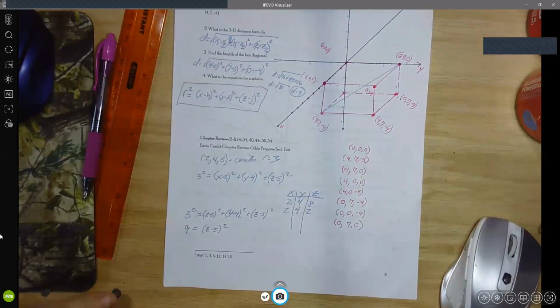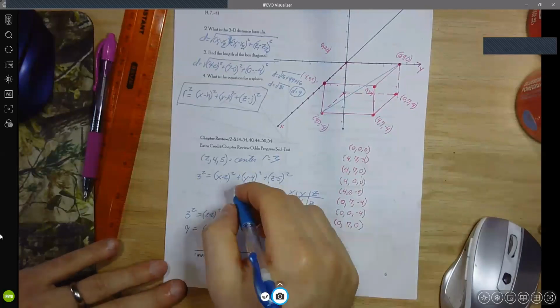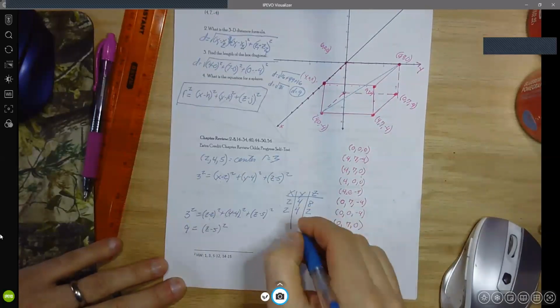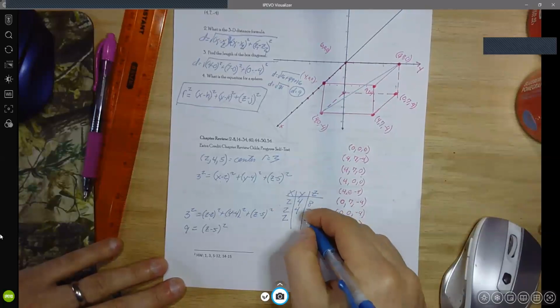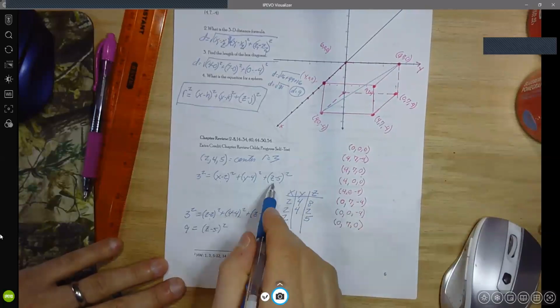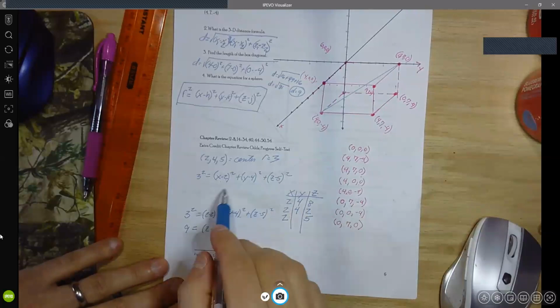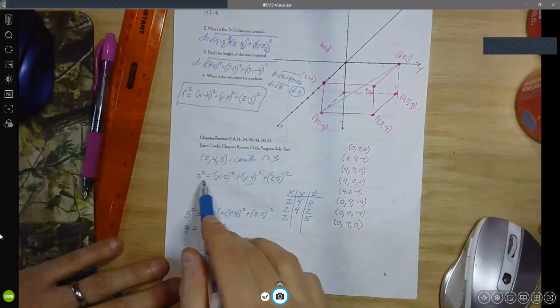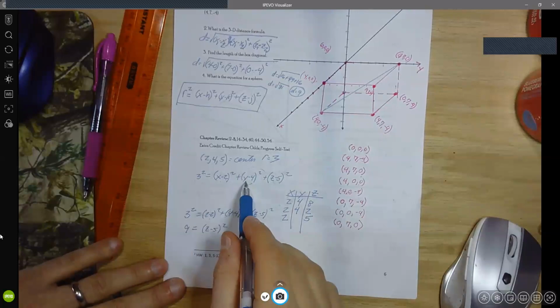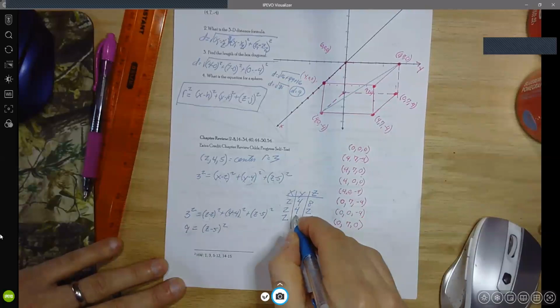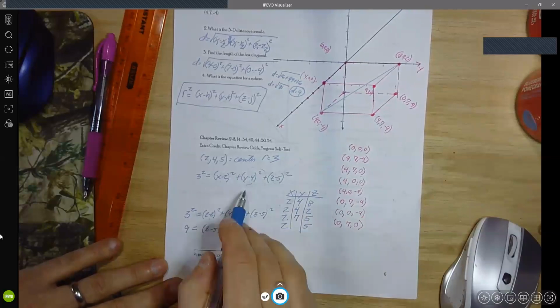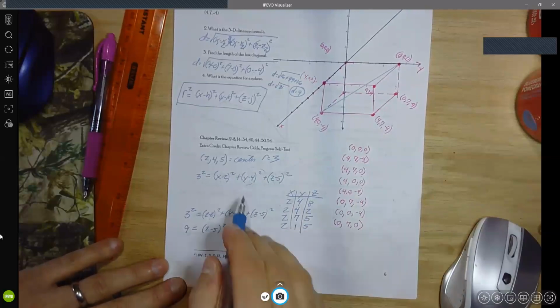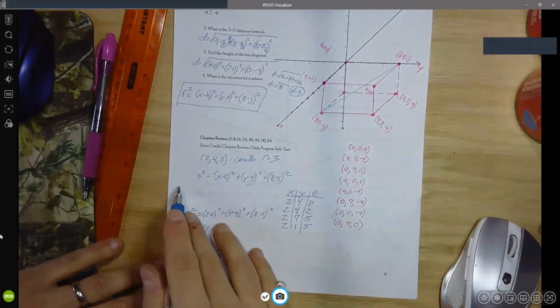Then I can use the same strategy to find more. So I could keep 2 in for x. Now I can put a 5 in for z, right? Because 5 minus 5 is 0, 0 squared is 0. And then I can just solve this to get 9. So I can do 7. 7 minus 4 is 3. 3 squared is 9. So (2, 7, 5). I also can do one where this is negative 3, so that would be 1. 1 minus 4 is negative 3, squared is 9.